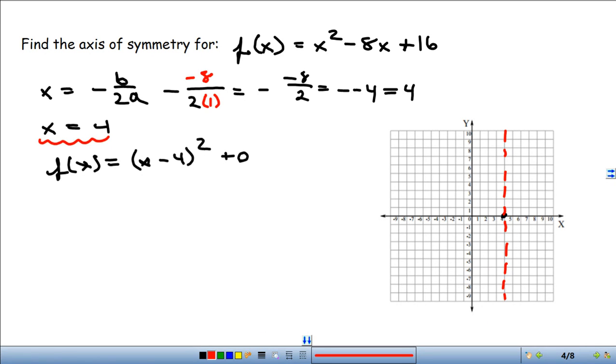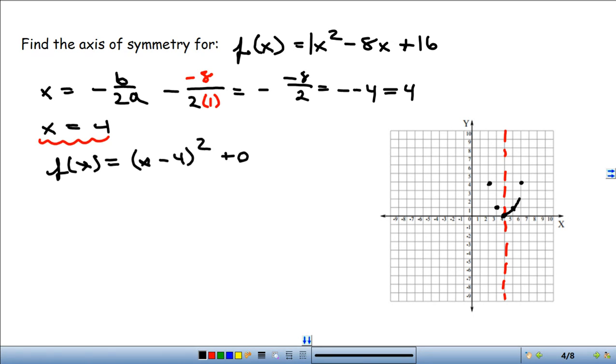And now if I wanted to, which I do, you can graph it. Right here, the leading coefficient's 1, so it's just going to be a normal type of parabola. So it's going to be out 1, up 1, out 1, up 1, out 2 to the right, up 4, out 2 to the left, up 4.